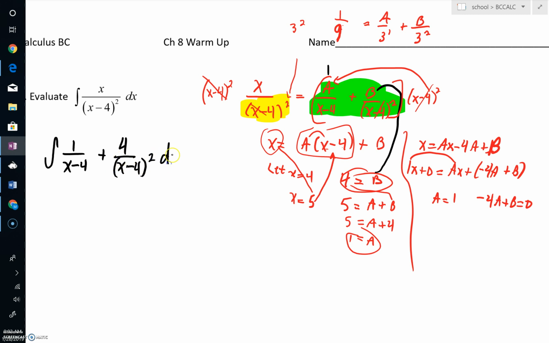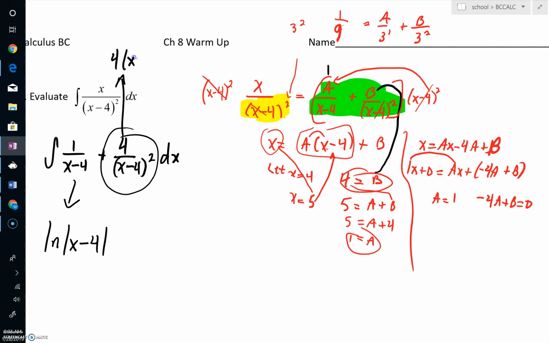Now we can go ahead and actually take our antiderivatives. We've broken this down. The antiderivative of 1 over x minus 4, you'd get the ln of x minus 4 in absolute value. The second part, though, is not an ln. Remember, if we thought of this as 4 times x minus 4 to the negative 2, we'd add a 1 to get to x minus 4 to the negative 1.